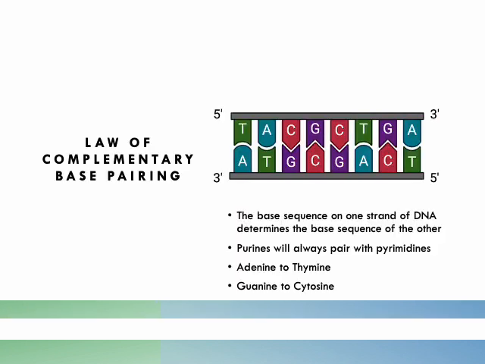So the base pairs are always going to pair A to T and C to G because of the law of complementary base pairing. So purines will always pair with pyrimidines, and A will always pair with T, C will always pair with G. That's just how it is. If you look at this picture, you can see that the A and the T are kind of rounded, and the C and the G are kind of triangular. They won't pair any other way except A to T and C to G because that's how it's made.